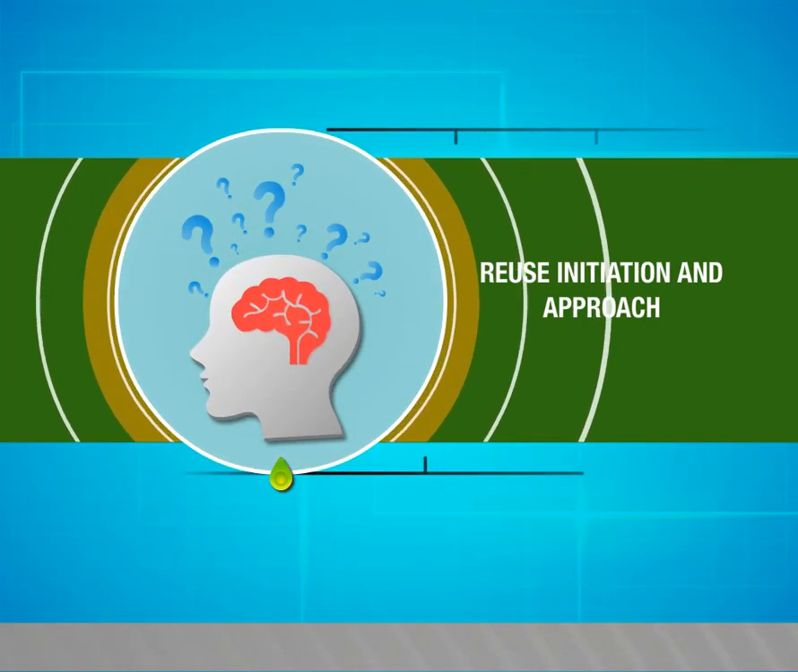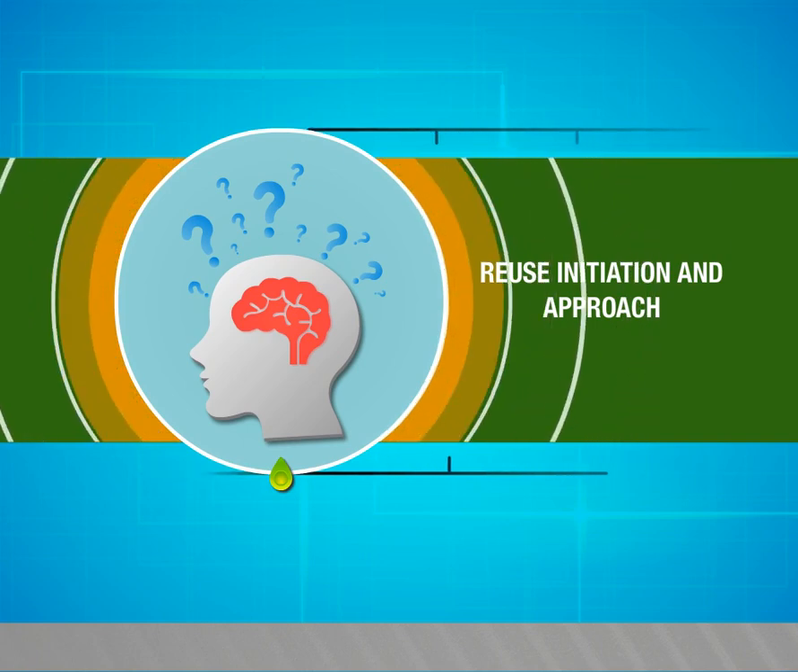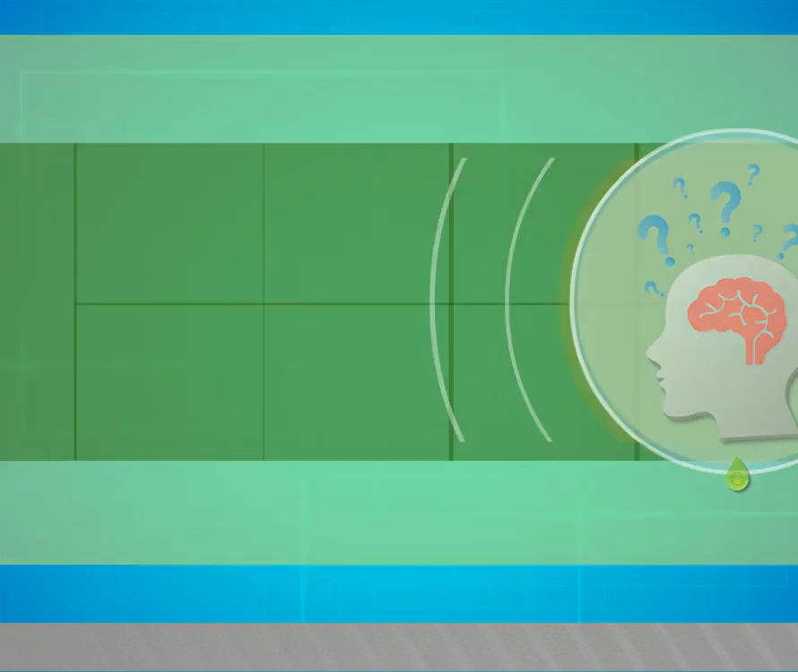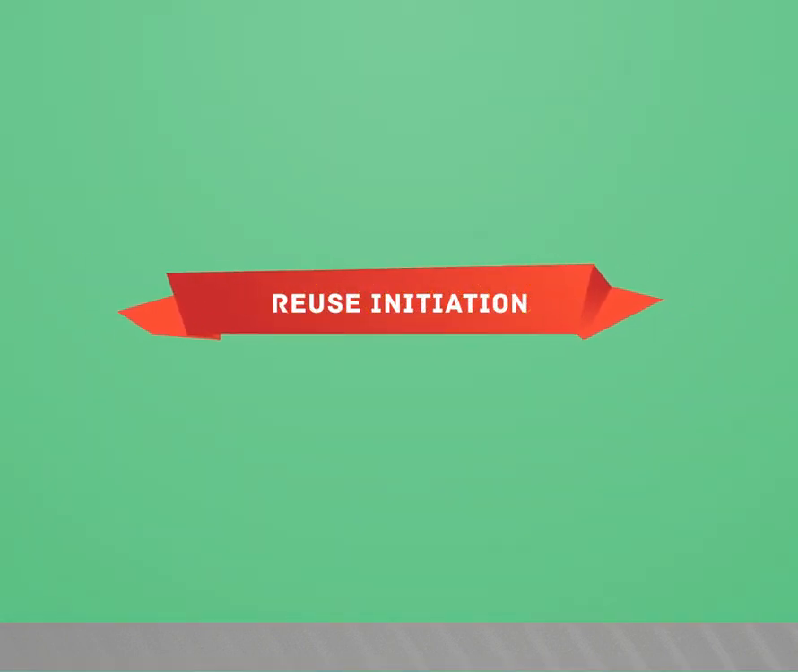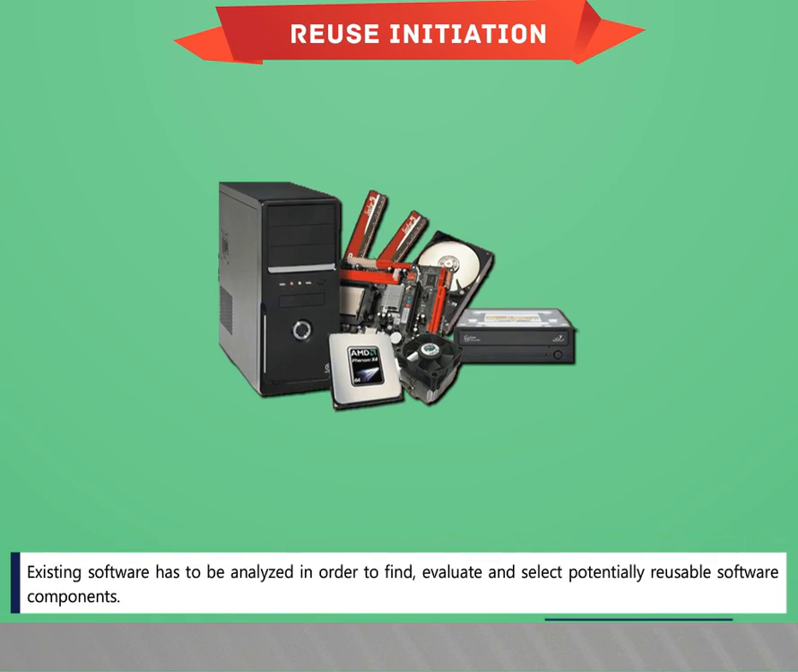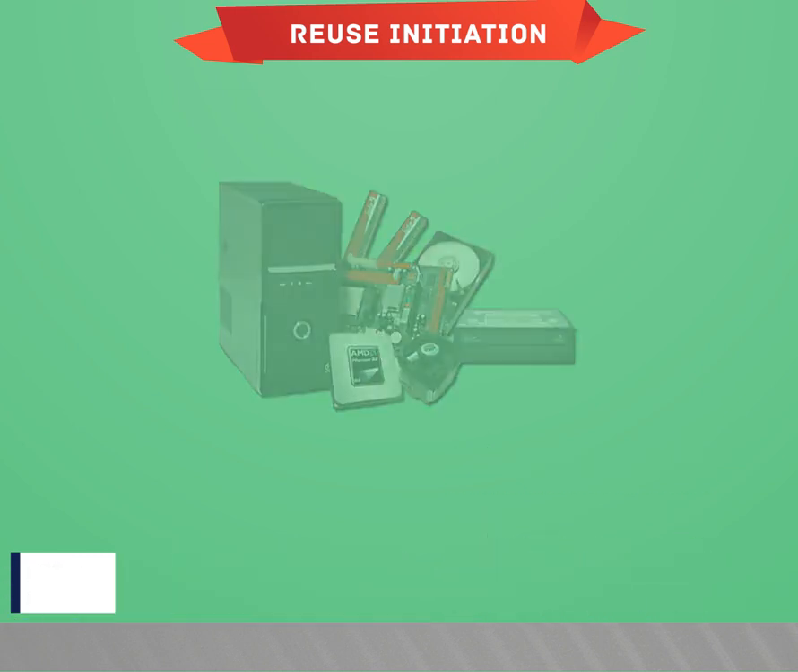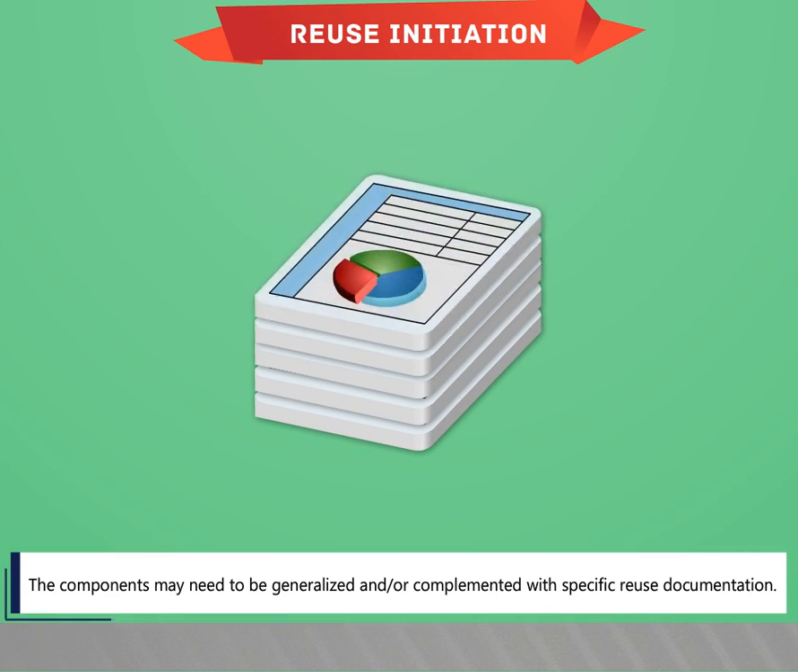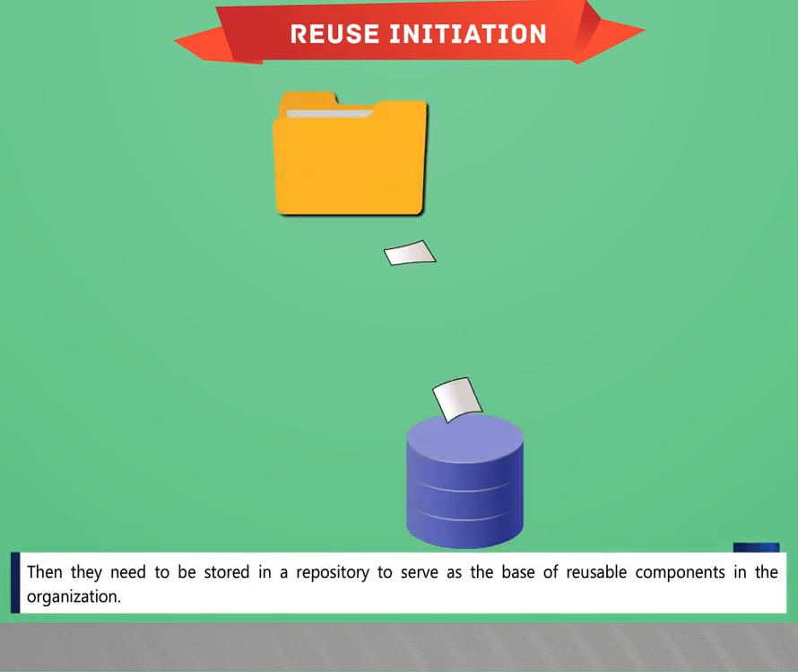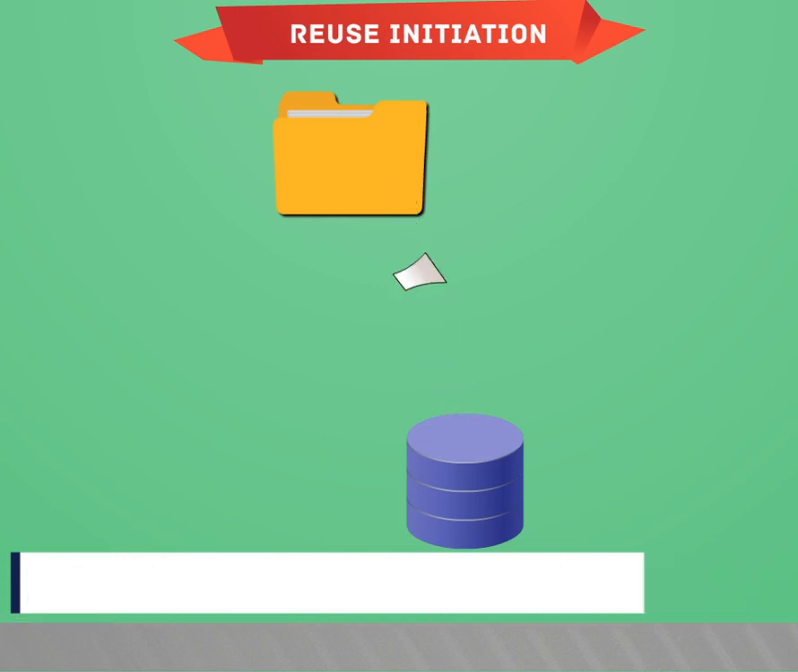Reuse initiation and approach. In this video, we are going to see about reuse initiation and approach. Reuse initiation. Existing software has to be analyzed in order to find, evaluate, and select potentially reusable software components. The components may need to be generalized and are complemented with specific reuse documentation. Then, they need to be stored in a repository to serve as the base of reusable components in the organization.